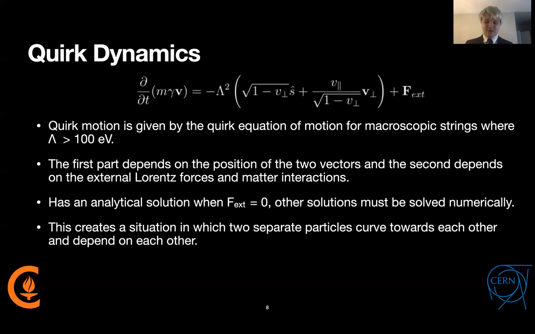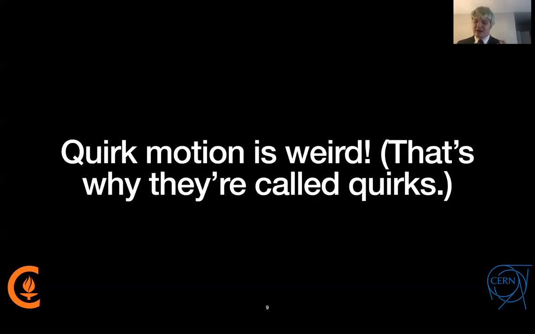If the external force is 0 and the velocities are anti-parallel to each other, there is an analytical solution. However, if the external force is non-zero, the solution must be solved numerically. By examining and plotting the equation numerically, it can be seen that the two particles curve towards one another and depend on each other. This is not how particles usually act under color confinement. Normally, for quarks, the two particles are inseparable. However, quirk motion is weird. That's actually why they're called quirks, due to the quirky detector signatures they yield.